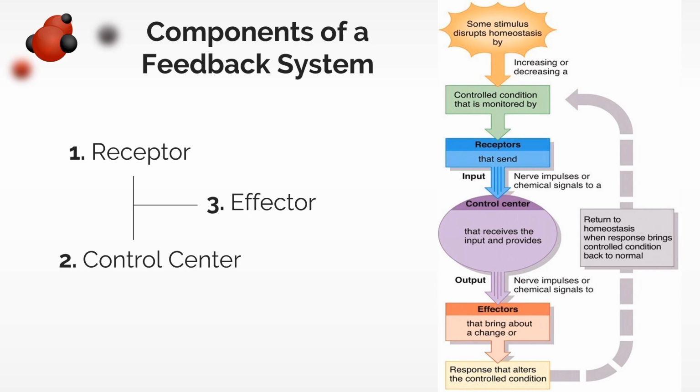For example, when body temperature drops, nerve endings in the skin detect this change in temperature. Here the brain acts as a control center and sends nerve impulses as output to skeletal muscles. As a result, the body starts shivering, which generates heat and raises body temperature. So the temperature of the body comes back to normal.